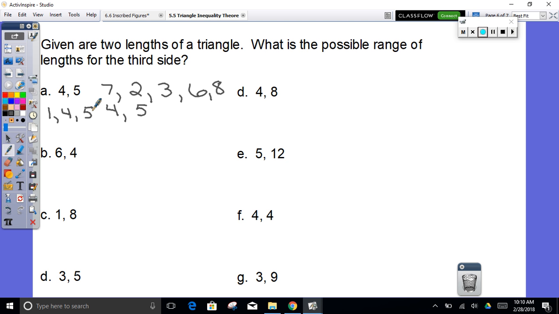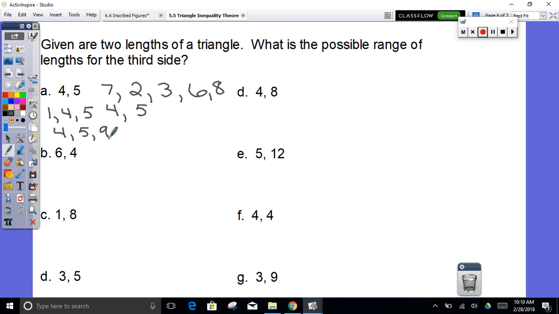We got it to work for 2, 3, 4, 5, 6, 7, and 8, but it did not work for 9. Let's look at why. 4, 5, 9. What's 4 plus 5? 9. Is that bigger than 9? No. No, it doesn't work if they're equal. If they're equal, they can line up, the two top sides can line up against the bottom side, but as soon as we start to open them up, they split apart.